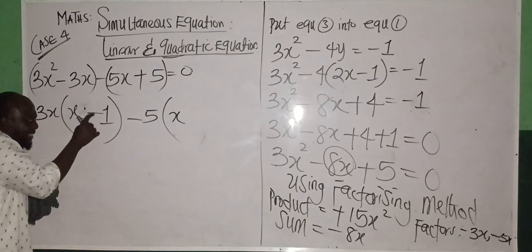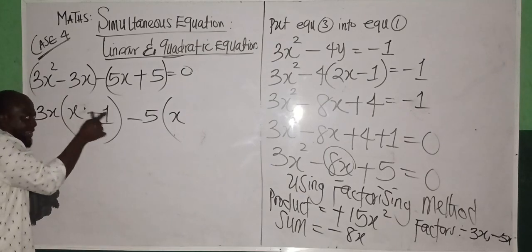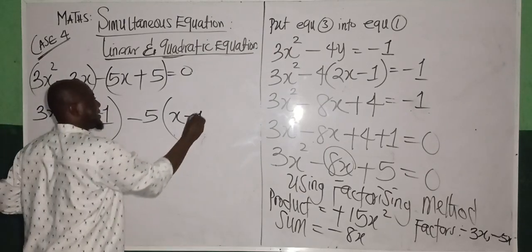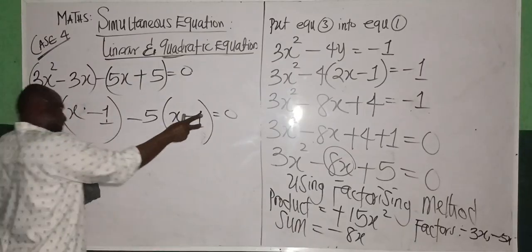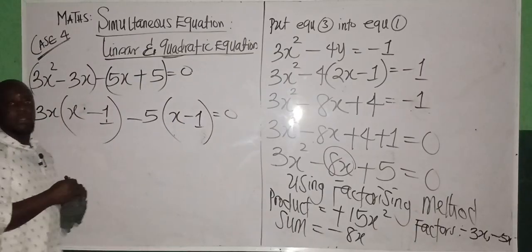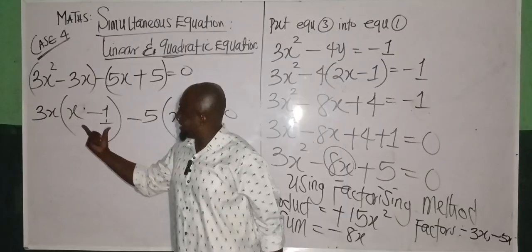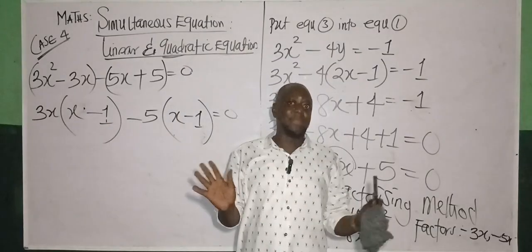Since here is 1, look at this. This is minus 1. Just take this minus 1 and put it here like this. Or better still, take what is in this bracket and put it here. It's the same thing. Take what is in this bracket and put it here. It's the same thing, better still.